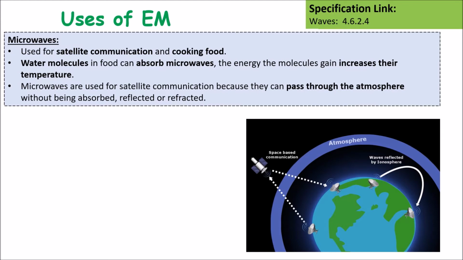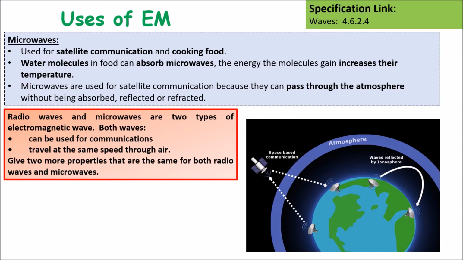Microwaves are used for satellite communication and cooking food. Water molecules in food can absorb microwaves, so the energy the molecules gain increases their temperature. Microwaves are used for satellite communication because they can pass through the atmosphere without being absorbed, reflected or refracted.